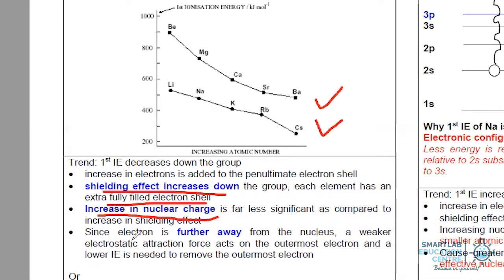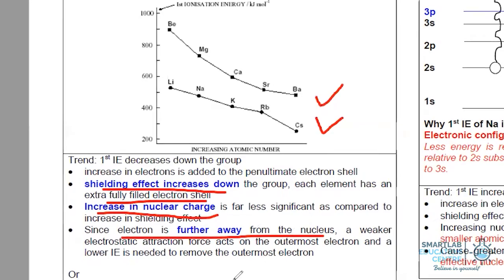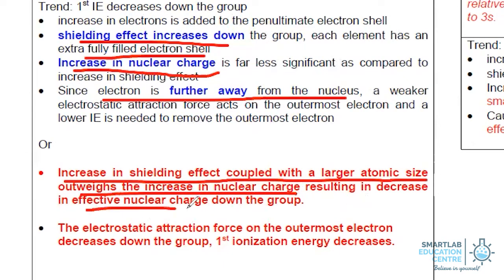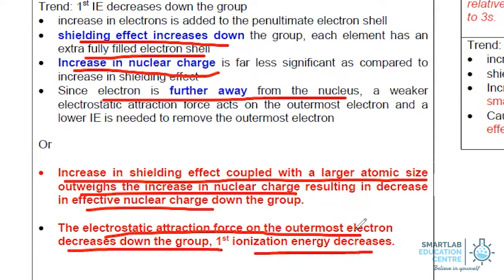And the more important point, or the additional point to consider, is that now the outermost electron will be further and further away from the nucleus, because the size of the atom increases down the group. So the way to present that is that the increase in shielding effect coupled with a larger atomic size outweigh the increase in nuclear charge. So that results in a decrease in the effective nuclear charge. Electrostatic attraction force on the outermost electron decreases down the group, so the first IE decreases.